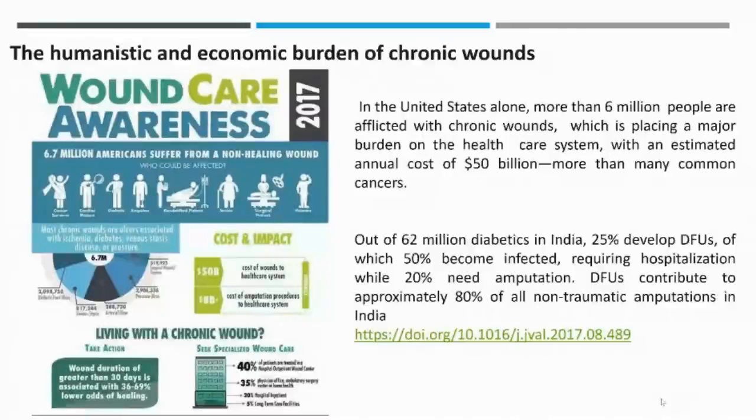Think about the quality of life that gets compromised there, and think about the disability-related issues that those individuals have to deal with as well. And DFUs contribute approximately 80% of all non-traumatic amputations. That's a huge number. Those numbers come in like probably hundreds of thousands, and not only that, we don't have enough resources to cater to these individuals who require amputations. At the same time, it brings a personal economic burden to those families. At the same time, it's an economic burden to the healthcare systems as well.